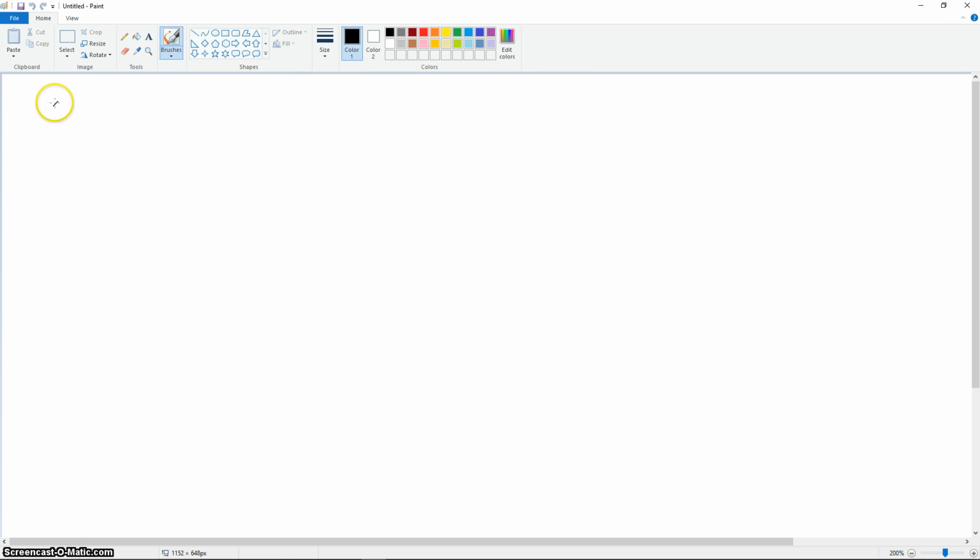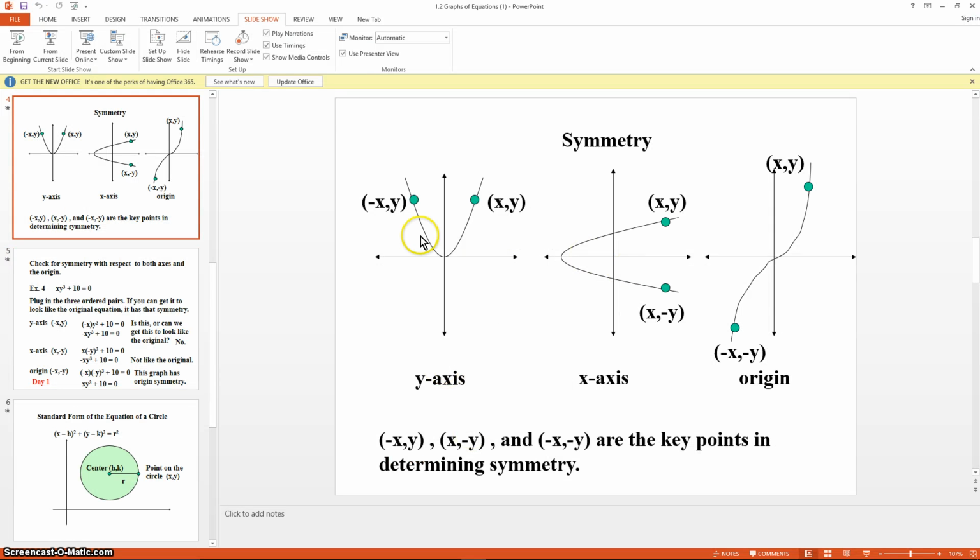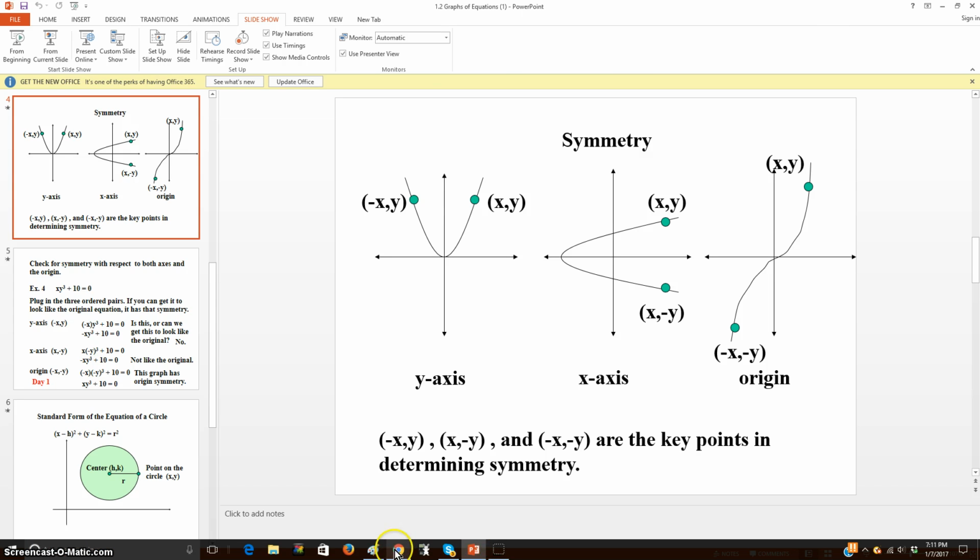Alright, we're going to start with something that's on the y-axis. That's the first sketch that you saw in the picture. And what do we know for sure? That it goes from x comma y. In case you didn't get it, let's relook at that picture. It goes from x comma y to negative x comma y. Alright, so let's see.